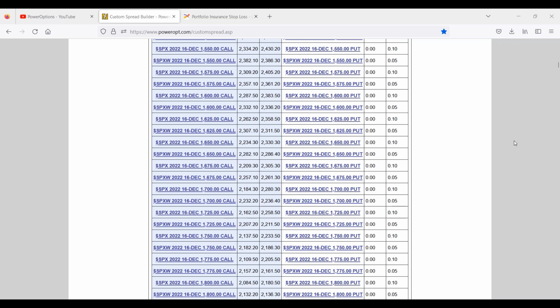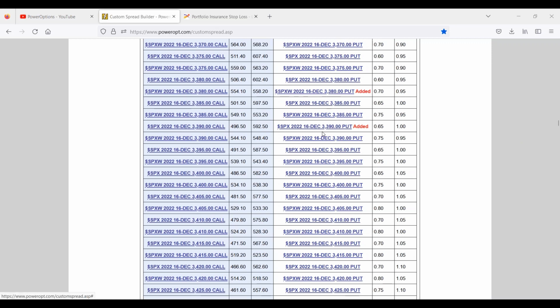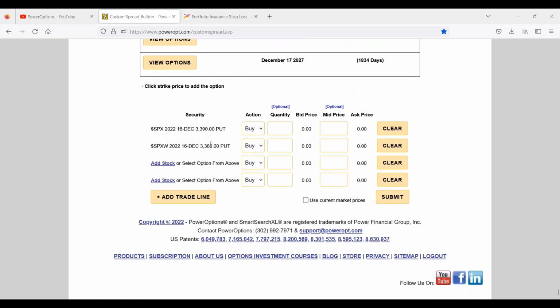So just select those there in the drop down. We're going to sell the 33.90 and buy the 33.80. Let's scroll down to our actions here below the chain. And so what he thought he was doing is selling the 33.90, buying the 33.80, the lower strike further out of the money put.